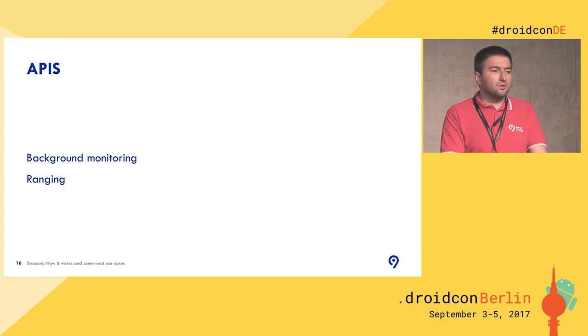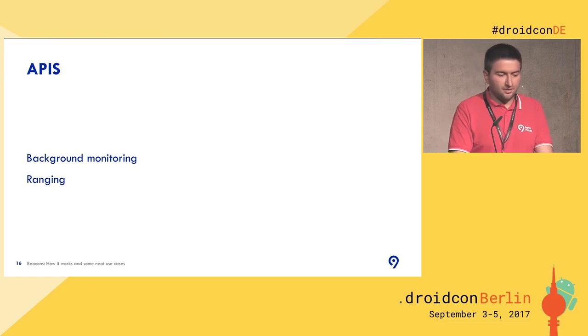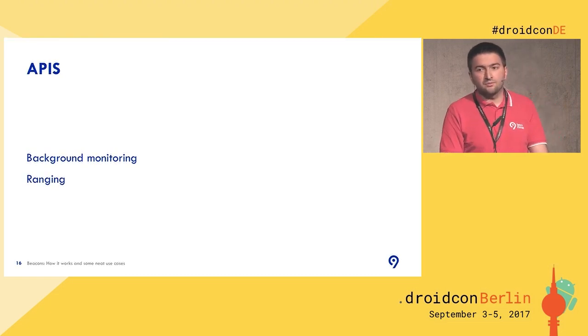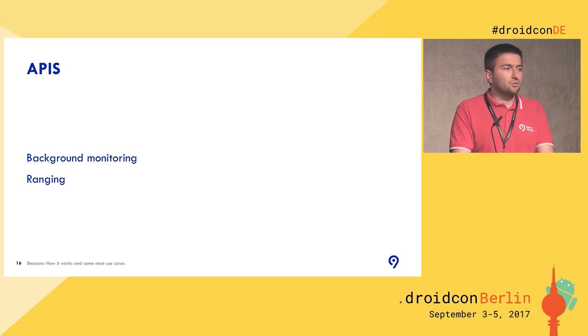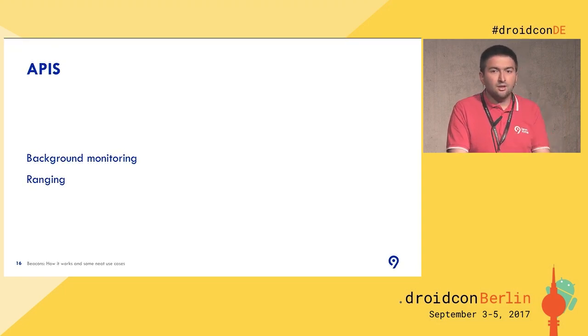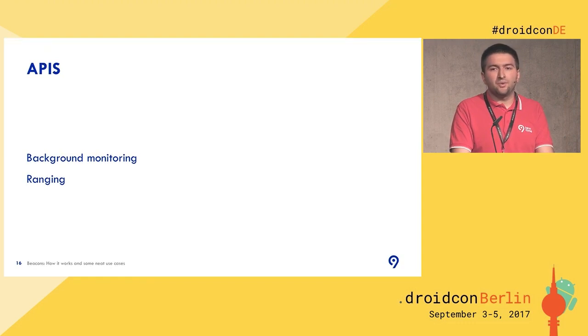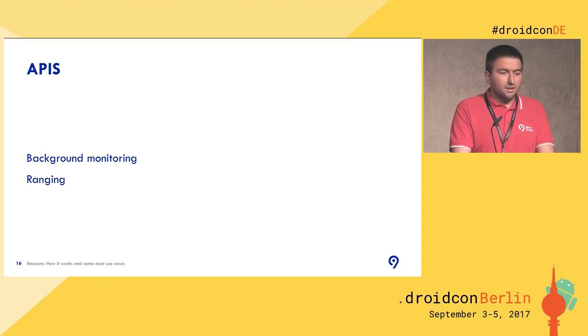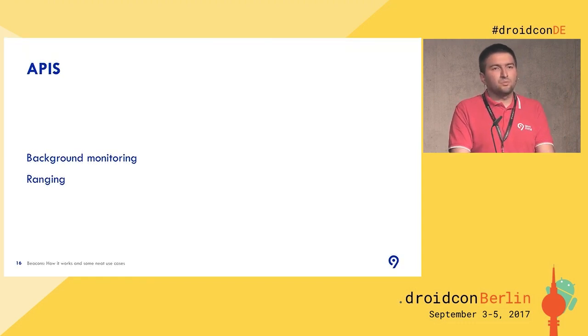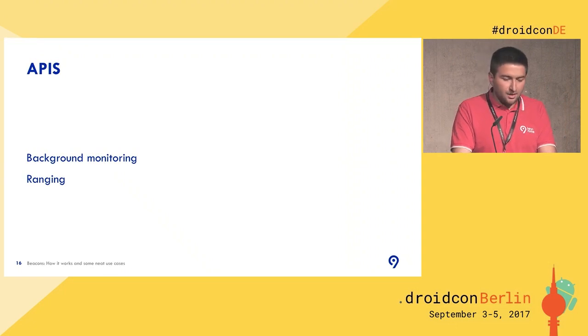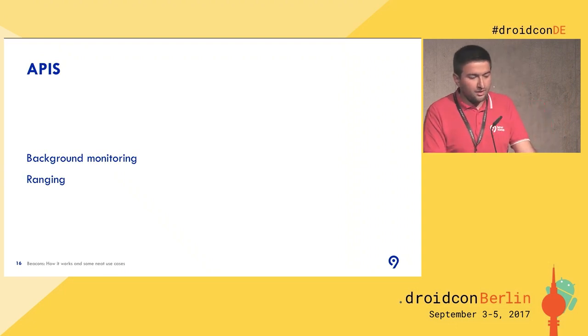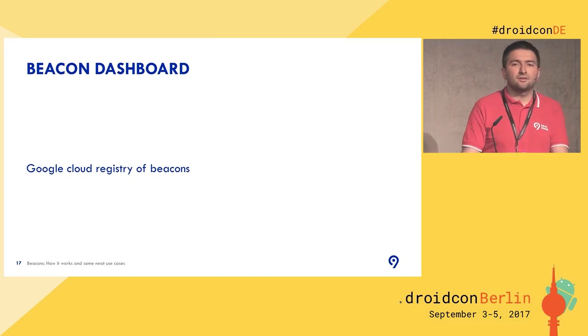Also, if you use this method extensively, you will drain the battery of your phone really quickly. Another thing: in both cases, you need to know the IDs of your beacons in order to detect them. And if you are building an app for a big shopping mall with thousands of beacons, it's really hard to manage all those IDs, locations, etc. So for that, Google helped us, and Google created the beacon dashboard.